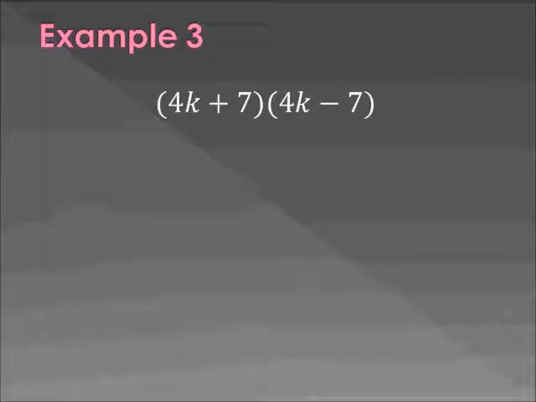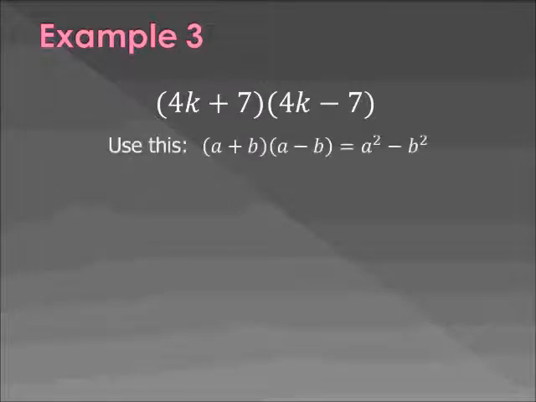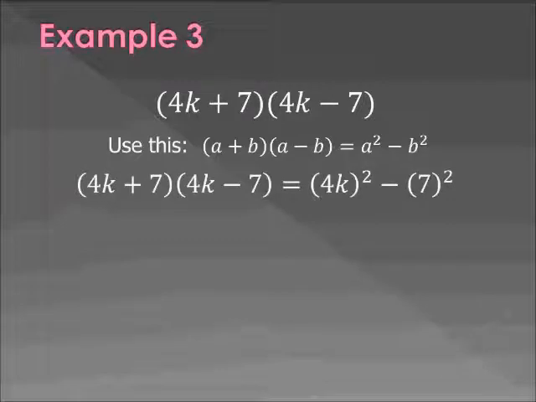Example 3, (4k + 7) times (4k - 7). If you want to try to do these on your own, again, feel free to work on it and pause the video if you want to try it yourself, and then you can resume the video when you're ready to go. So if you've noticed, this is similar to the difference of squares. (a + b) times (a - b) equals a squared minus b squared. In this one, the role of a is played by 4k, and the role of b is played by 7.